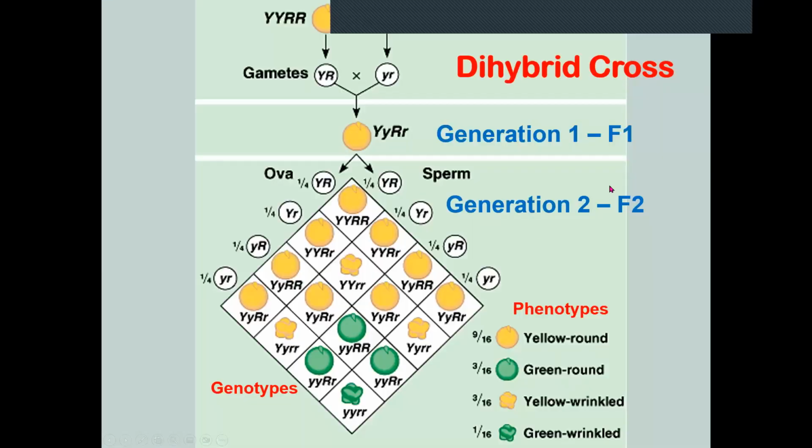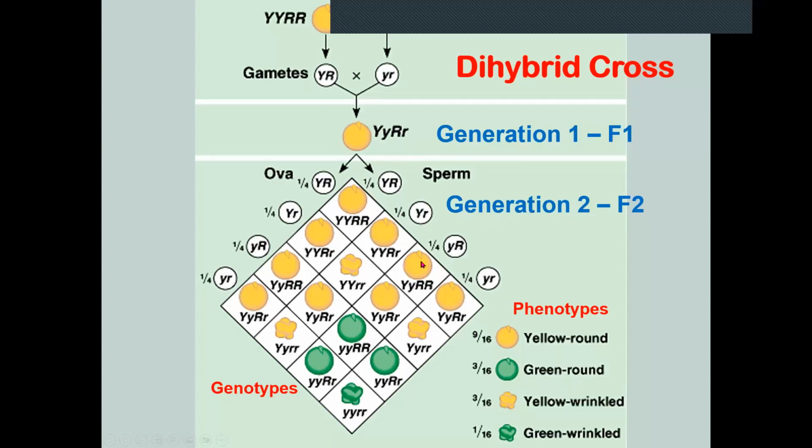Then you take this second generation, or take the first generation to produce second generation, and where we had 4 squares, it looks complex, but it really makes a lot of sense. You end up with 16, 4 by 4. So if you take that big Y, big R, big Y, little r, big Y, big R, big Y, little r, little y, big R, little y, little r.